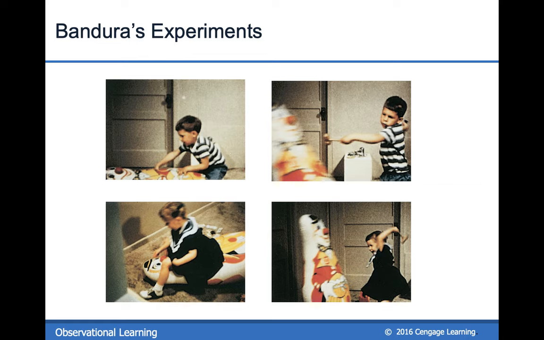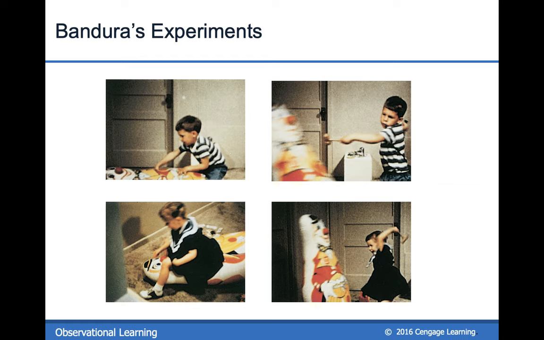In the cases where the kids watched the adult play calmly, when they were let into the room to play, they too played calmly. But if they watched the adult be aggressive, they mimicked the actions of the adult, in particular using the same toys to beat on the Bobo doll, or using similar techniques of throwing or kicking. And this was the first instance of actually showing that aggression can be learned through observation.